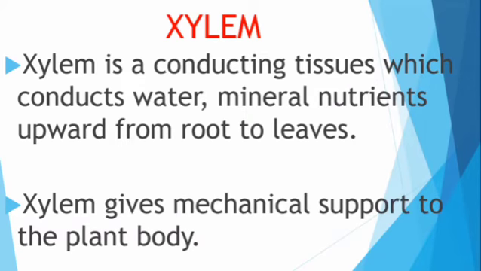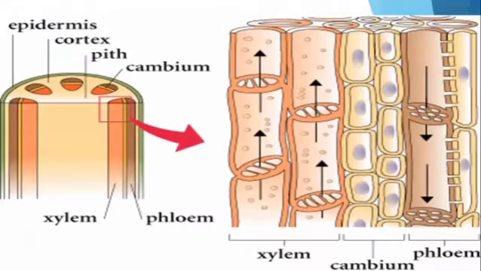What is xylem? Xylem is a conducting tissue which conducts water and mineral nutrients upward from root to leaves. And xylem gives mechanical support to the plant body. It conducts water and mineral salts. Phloem conducts food material from leaves to other parts of the plant.